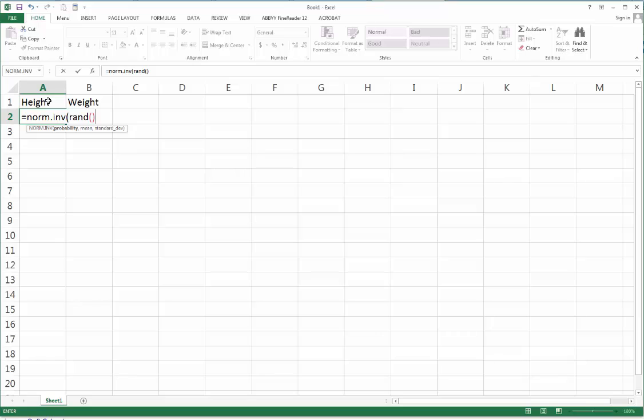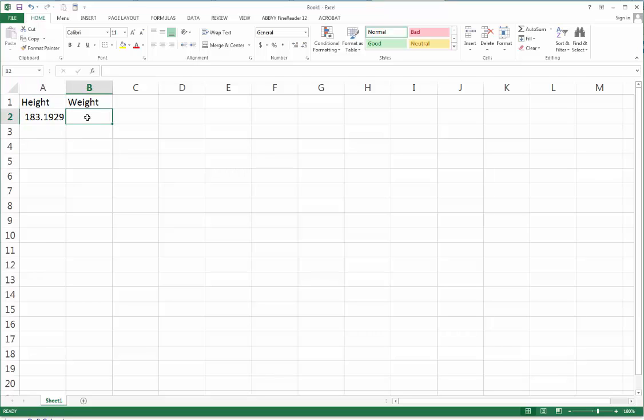This provides us a random number which is uniformly distributed on the segment 0, 1. And then for the mean I am putting 170, and for the standard deviation, instead of 30 which is written in the book, I am putting 20, and this will give us a more realistic value. Okay, so here we see a height of an adult in centimeters.